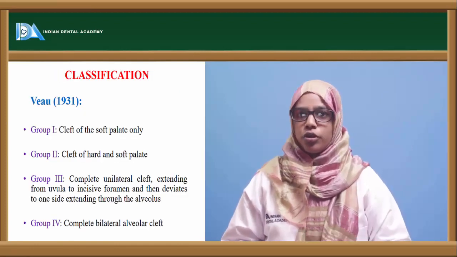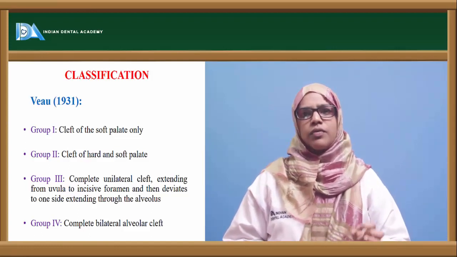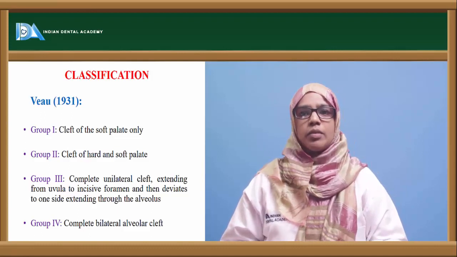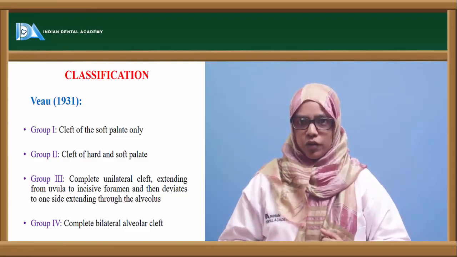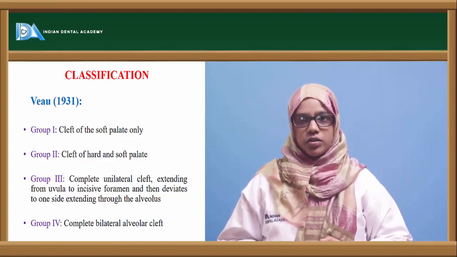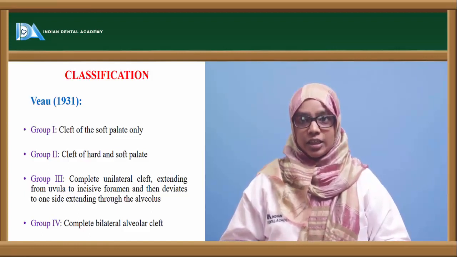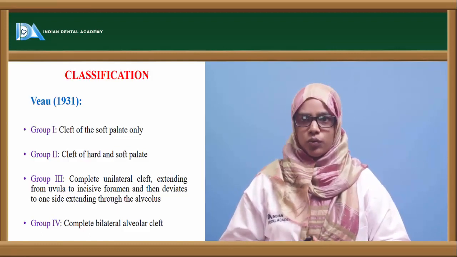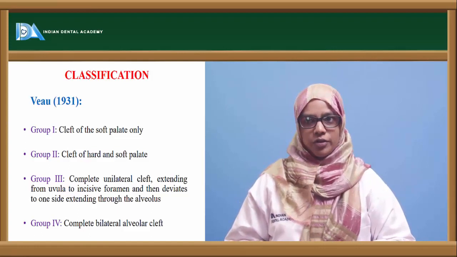Now let's move on to the classification of cleft lip and palate. Veau has given a very simple classification depending upon the anatomical position. Group 1 is cleft of the soft palate alone. Group 2 is a cleft of the hard and soft palate. Group 3 is complete unilateral cleft extending from the uvula to the incisive foramen and then deviating to one side through the alveolus. And group 4 is complete bilateral alveolar cleft.